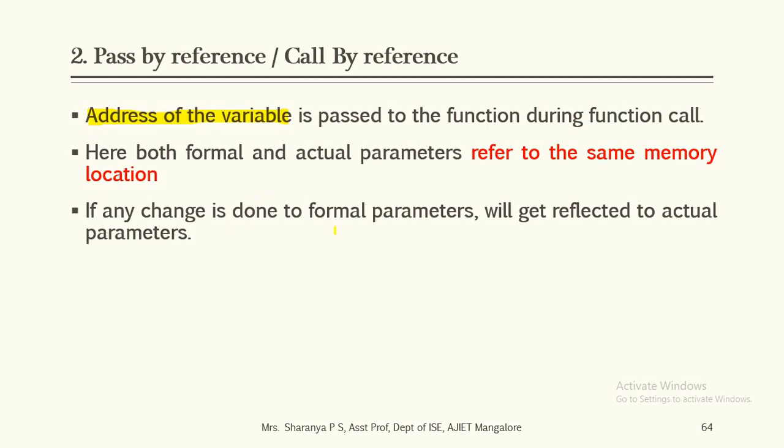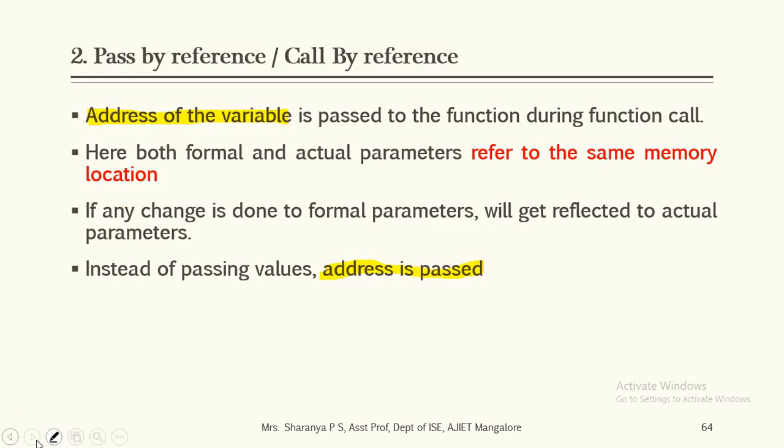Both the actual and the formal parameters will be pointing to the same memory location. Therefore, any change done to the formal parameters will get reflected onto the actual parameters as well, because they point to the same memory location. So all those changes are going to be reflected. Instead of passing the value, mainly the address will be passed. We'll see how we can pass the address now. Two points have to be clear here: in pass by reference, the address of the variable is passed, and both the actual and the formal parameters are pointing to the same memory location.